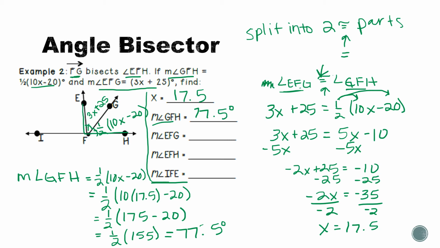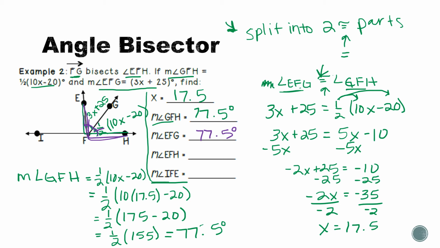So the measure of angle GFH is 77.5 degrees. Now remember, the bisector split the angle into 2 equal parts. So I know that these 2 inner angles right here are congruent. So if I know what one is, the other angle has to be the same. So my other angle, EFG, also better be 77.5 degrees.